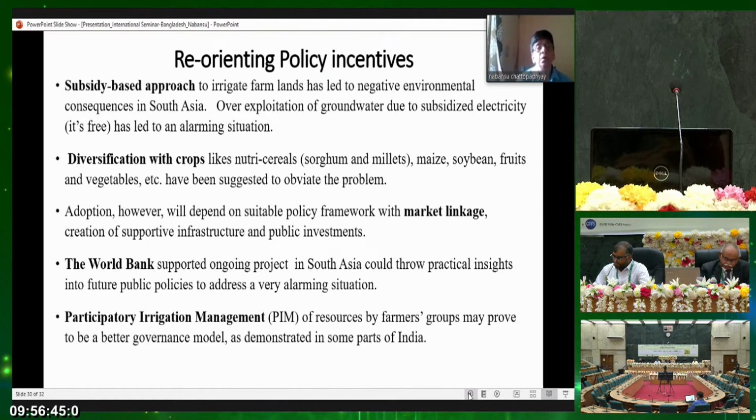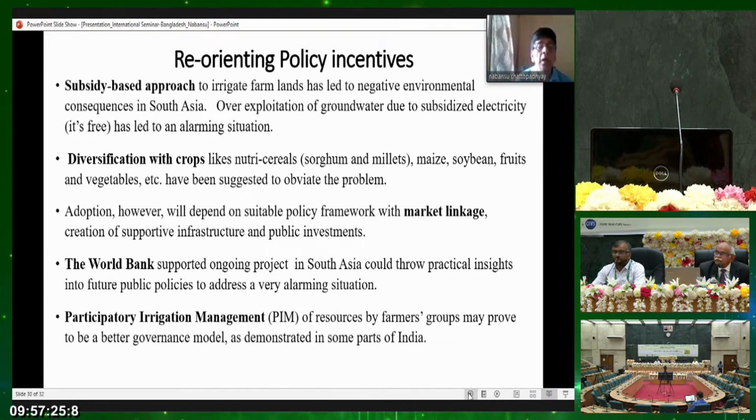Now, whatever we are talking about depends on the policies of the government. We have already organized two sensitization programs for South Asian countries, one with Afghanistan and one with Nepal, and shortly we'll do Bangladesh and Myanmar. So we are discussing what the policy for this kind of intervention should be. The first policy is that subsidy-based irrigation is not a proper solution. That has to be looked into as the highest priority.